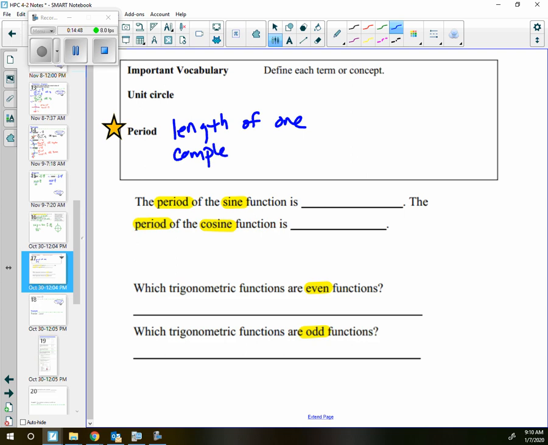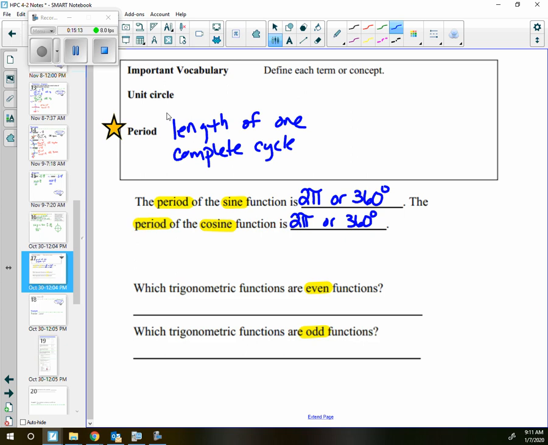before it starts repeating its values again. So for us, if you think about that, if you go around the unit circle once for sine, you hit all of the values. So that means that the length of one complete cycle for sine is 2 pi, or if you want to think in degrees, that's 360. Cosine is exactly the same thing. As we go around the circle, we keep hitting the same values over and over and over again. So we can see what those values would be.